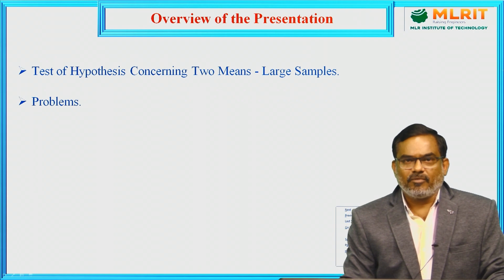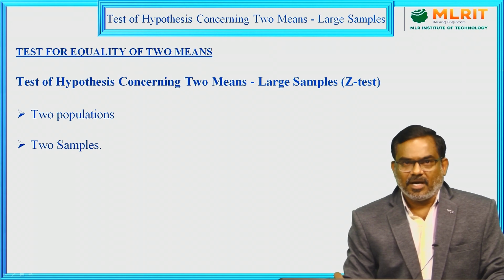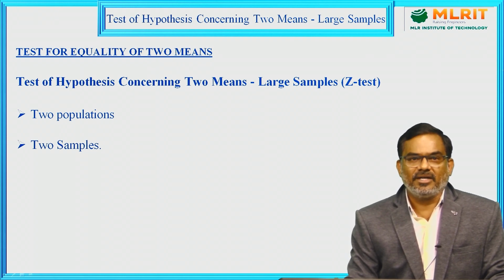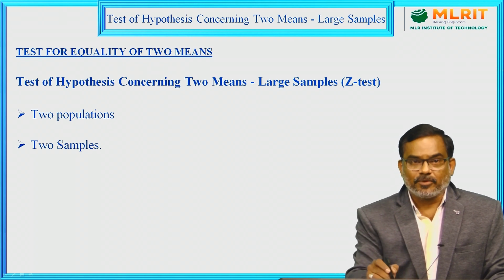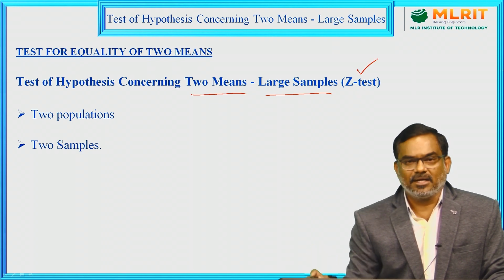Now, coming to the overview of today's presentation, we will discuss the test of hypothesis concerning two means for large samples and solve some problems on the same. In test of hypothesis concerning two means, we check the difference between two means. So this test is also known as the test for equality of two means, whether the two means are equal or not. We can check this by finding the difference between the two means. In this also we apply the Z test.